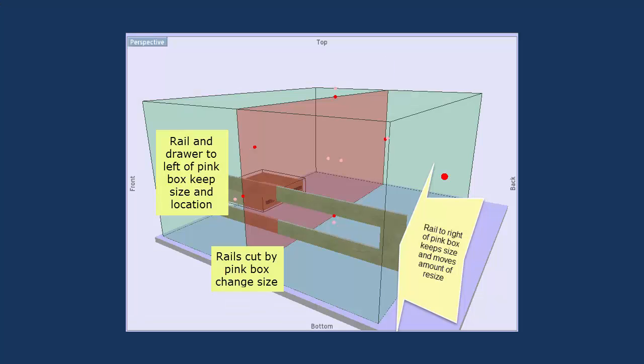One more time, anything cut by the pink box is going to be resized. Anything, in this case, to the left of the pink box is going to keep its size and keep its location. Anything to the right of the pink box, in this case, is going to keep its size but be moved to the left by the amount of the resizing.